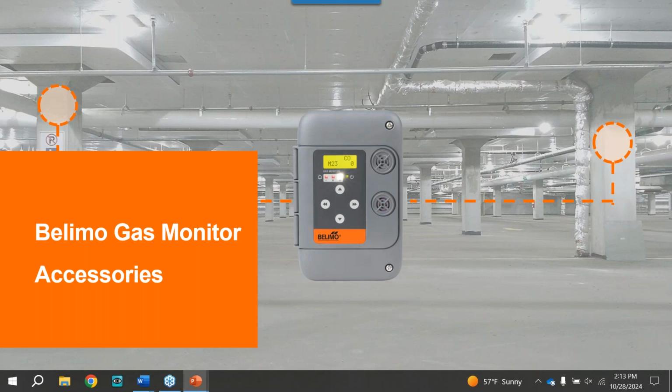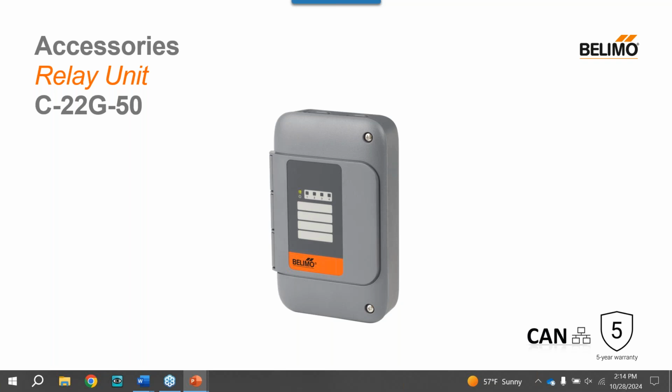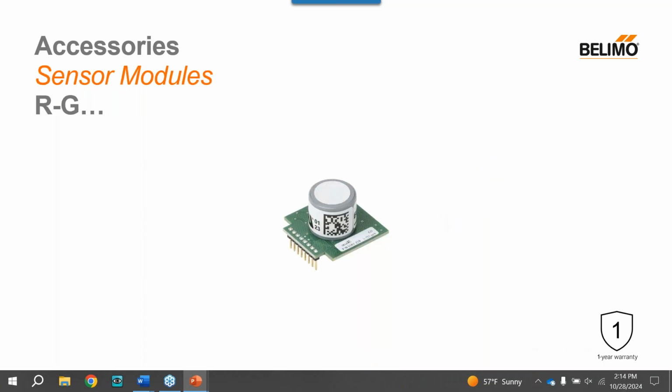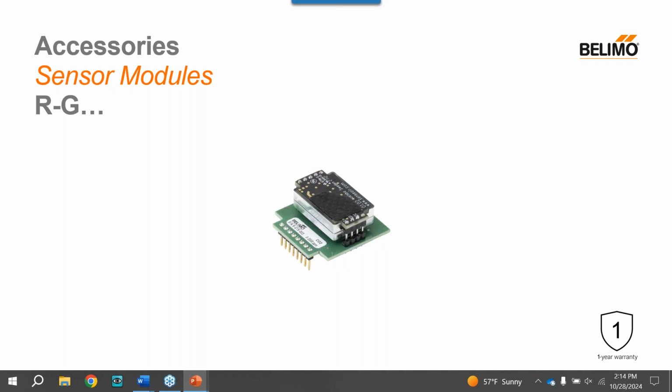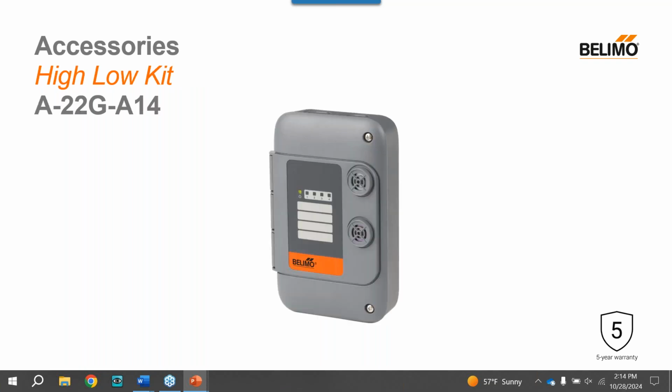So, what accessories does Belimo offer in addition to the gas monitors? Well, we have communication modules and relay units that allow for direct control of external equipment from specific locations, for example, a mechanical room. So this is an image of the inside of a relay unit that has 4 single-pole double-throw relays that communicate via CAN bus. We have replacement sensor modules that are factory calibrated and hot swappable. So when you replace them, you don't need to disconnect the device from power.